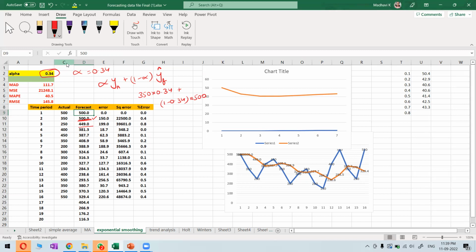So, actual value into alpha plus 1 minus alpha into previous forecasted value. Again, as I said, we are calculating the error, the square error and the percentage of error to calculate the MAD, MSE, and MAPE. Using these values, a graph is taken to understand the pattern and everything. Otherwise, this method is called exponential smoothing.